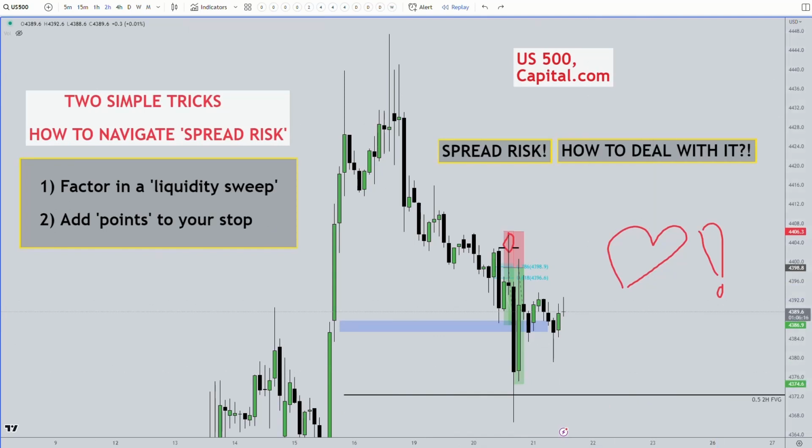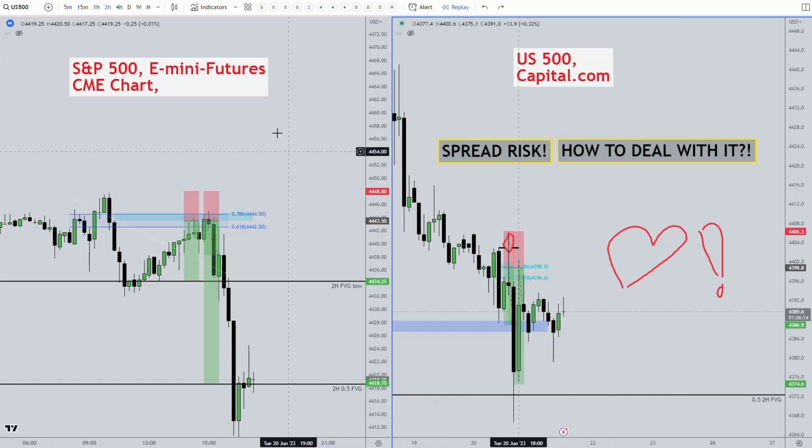And final words, of course, if you can or once you can, consider switching your trading to the real CME chart and trading E-mini futures, because as the great ICT always says, this is the gentleman's market. One price, the same price for everyone.